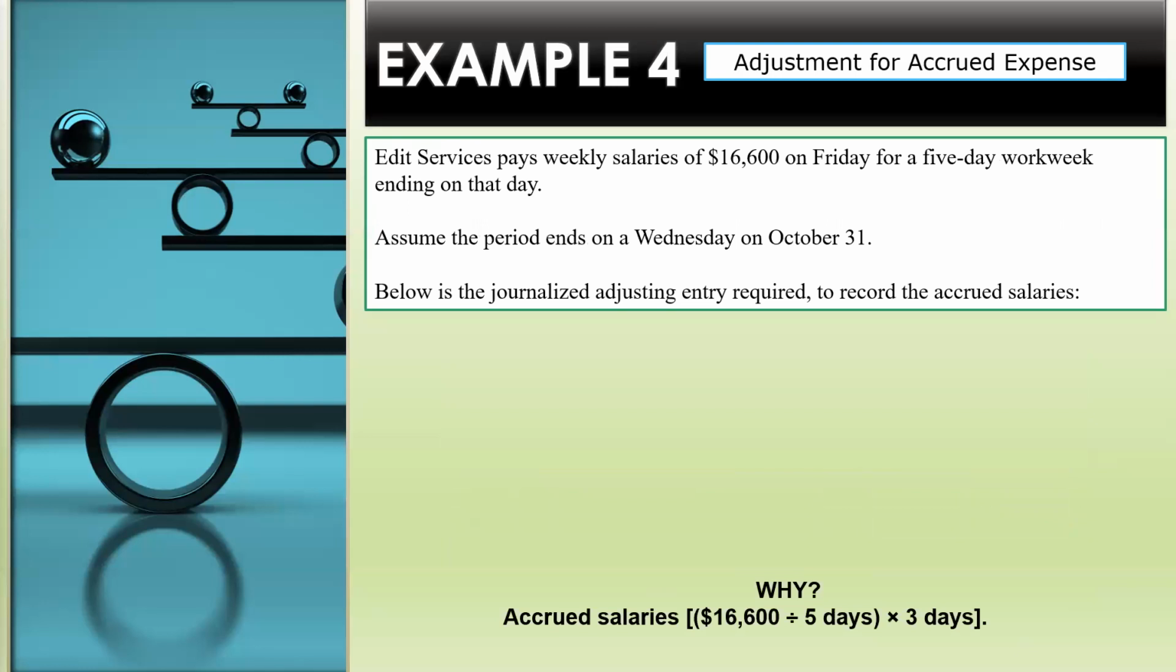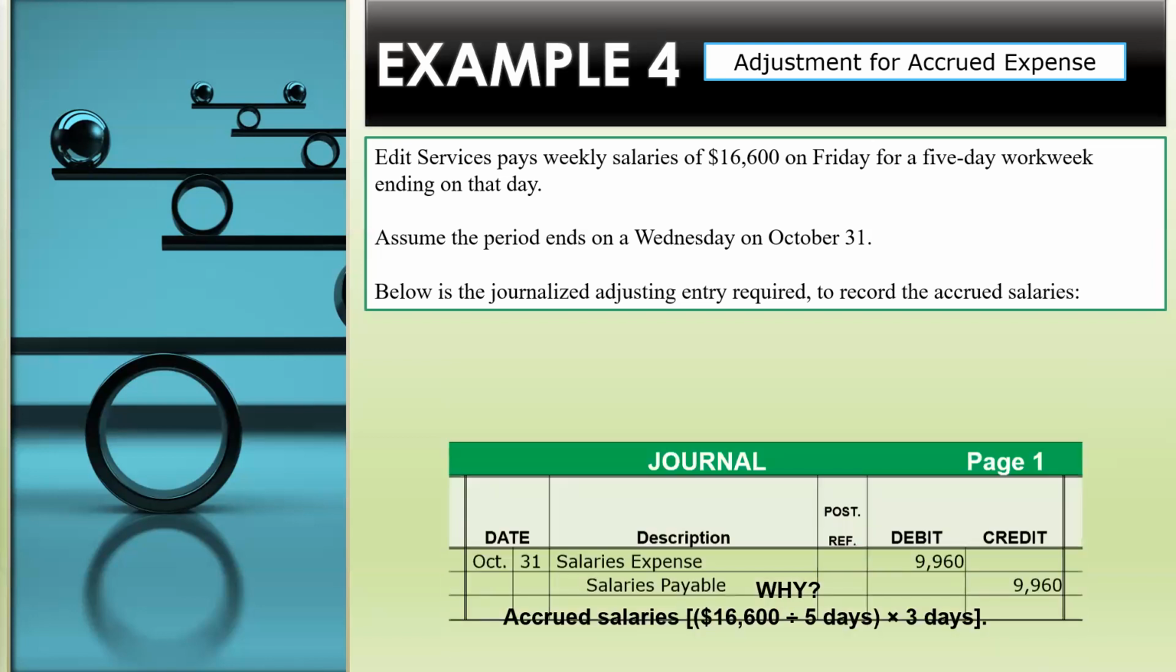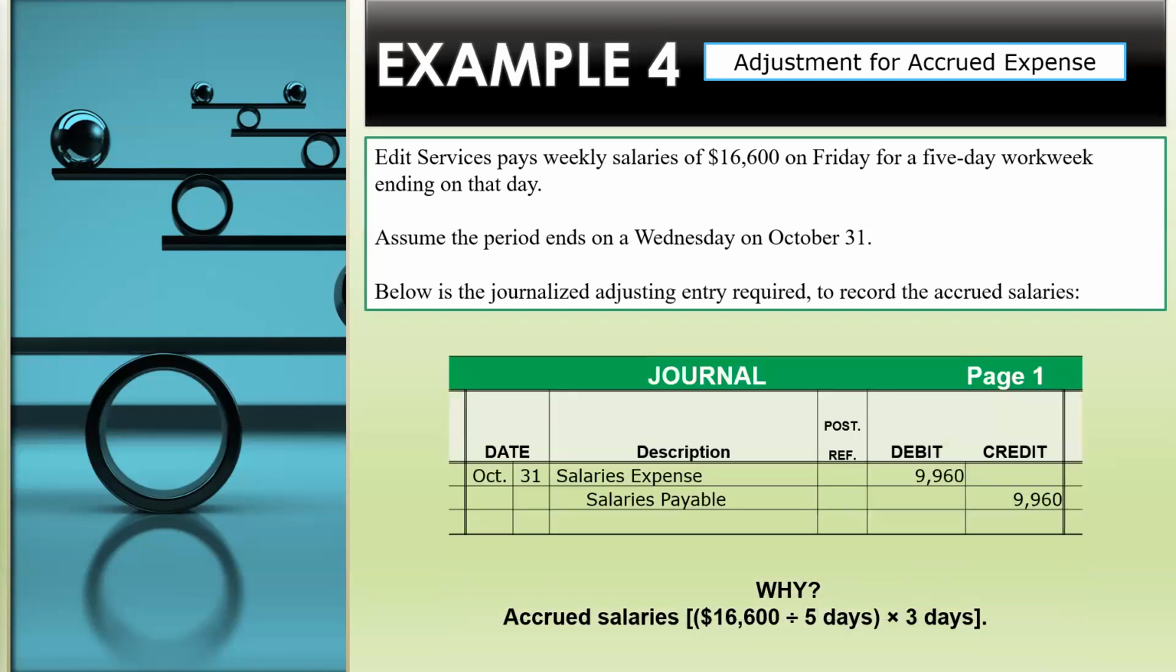Example 4, this is an adjustment for an accrued expense. Edit Services pays weekly salaries of $16,600 on Friday for a 5-day work week ending on that day. Assume the period ends on Wednesday, on October 31st. Below is the journalized adjusting entry required to record the accrued salaries.